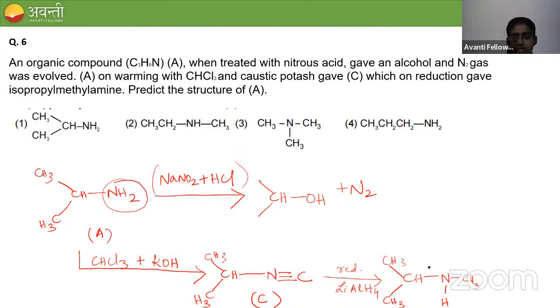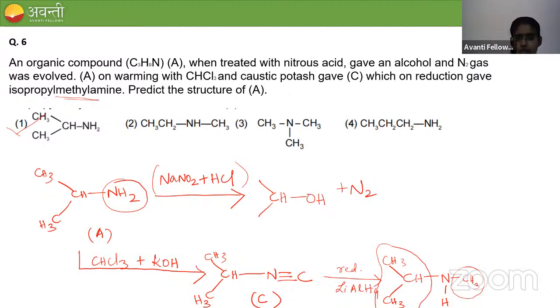So what is the name of this compound? It is N-methyl isopropylamine, or isopropyl methylamine. So this group is called the isopropyl group, this is the methyl group, and this is the amine. So we are getting isopropyl methylamine from the first compound. So option 1 is the correct answer. You can check with compounds number 2, 3, and 4.